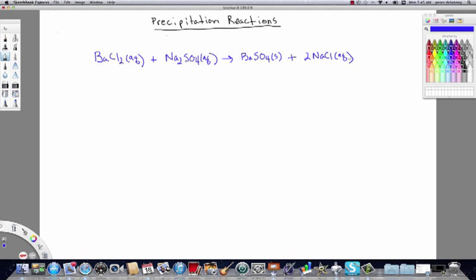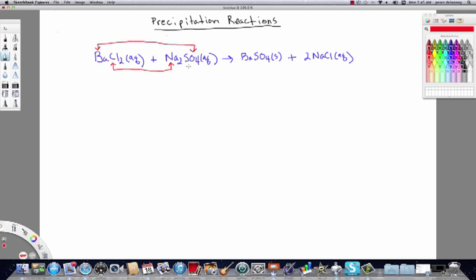Now, precipitation reactions are special for a couple of reasons. The first is, like I said a minute ago, that this is a double replacement reaction. So what's going to happen here is that the barium is going to switch places with the sodium. The barium is going to mate up with the sulfate, and the chlorides are going to bind with the sodiums. So there's going to be a switch. The respective cations in each of these ionic compounds are going to switch places.